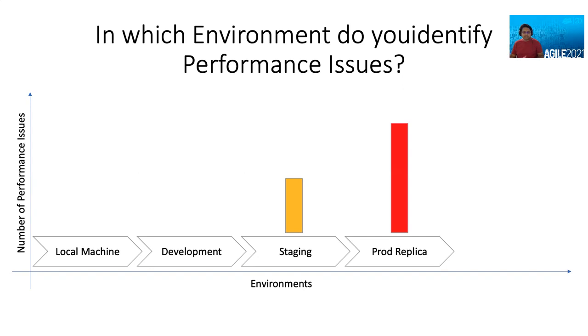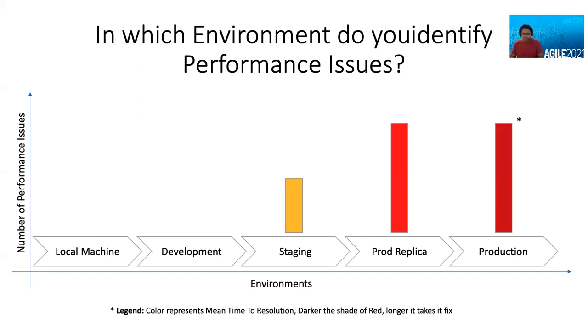And those issues that we don't end up identifying, our users identify it for us and we need to fix them. Now the color coding here on this chart is the more intense the red is, that's how long it takes to fix those issues. So this is not desirable, right? Now, why do we end up in this condition?